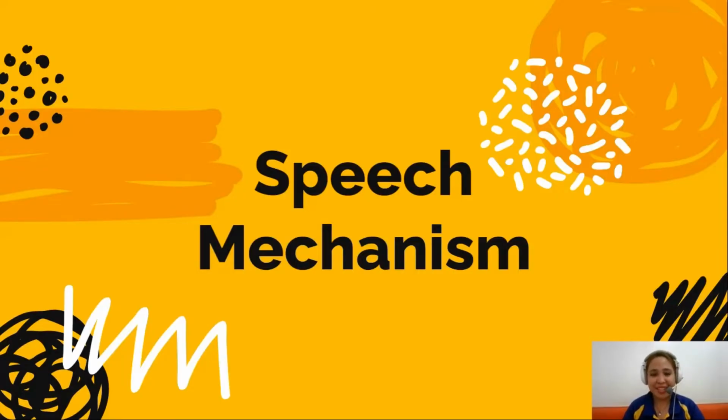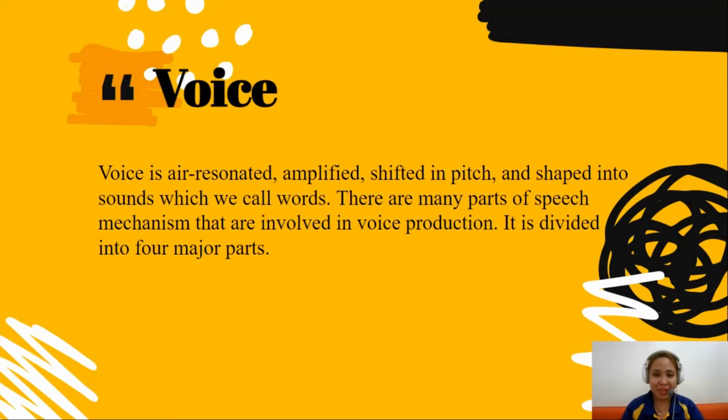Hello, today we're going to talk about speech mechanism. When we talk about speech mechanism, it involves voice. So when we say voice, it is air resonated, amplified, shifted in pitch, and shaped into sounds, which we call words. Knowing about this definition, what do you think is the first thing we need for us to produce our voice? Yes, it's air. We need air for us to produce our voice.